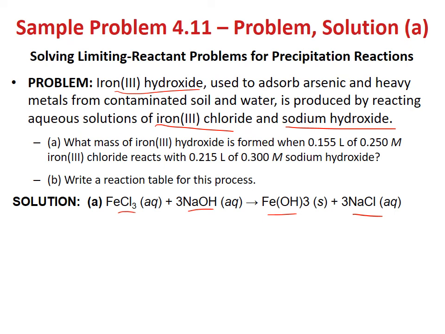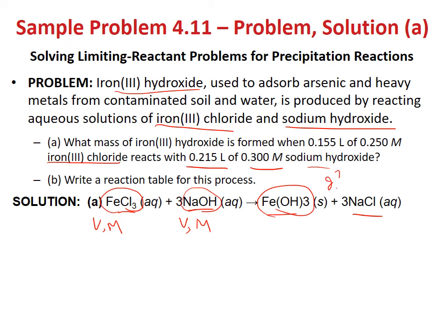Okay, so next let's look at A. Question A. What mass of iron hydroxide is formed when 0.155 liter of 0.25 molarity iron chloride reacts with a volume and molarity of sodium hydroxide? So we know both reactants, the volume and molarity. We want to calculate the grams, the mass of the product.